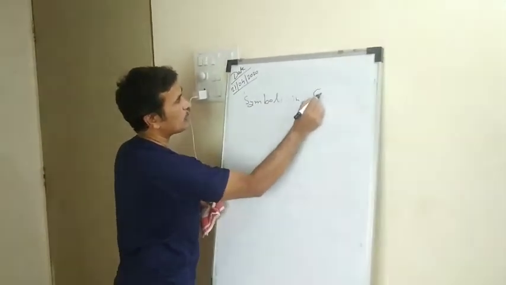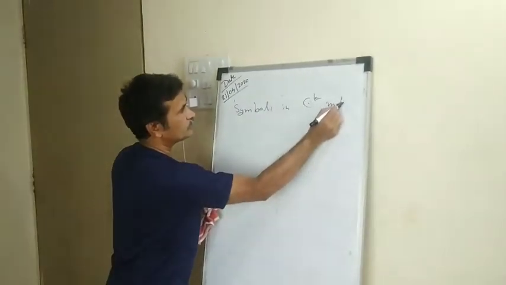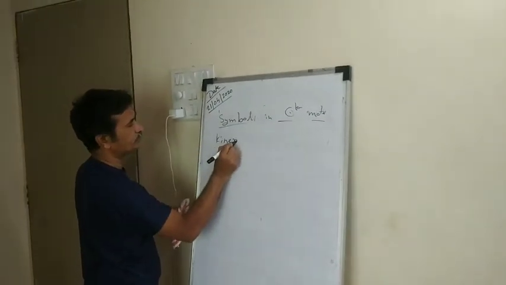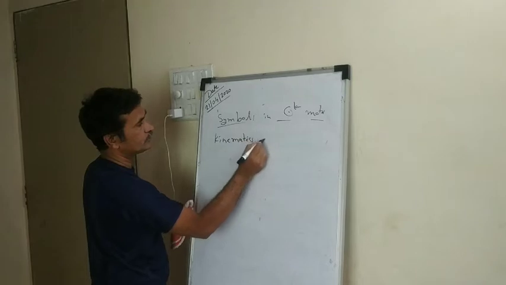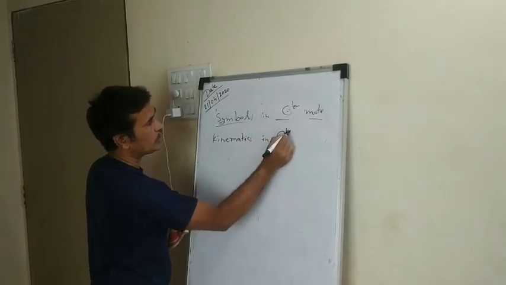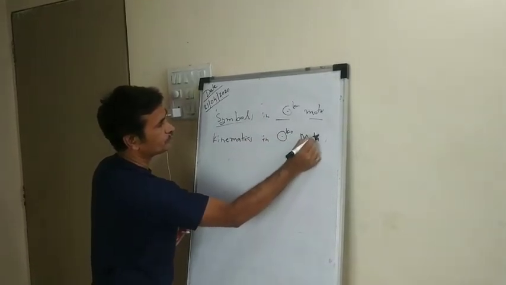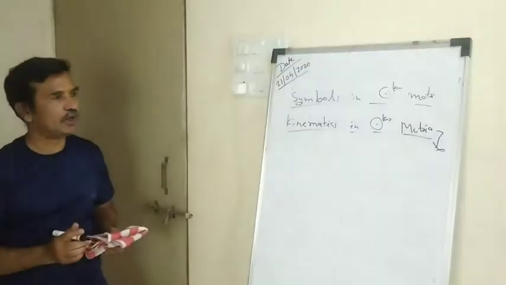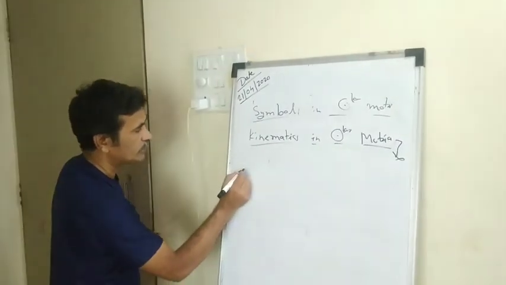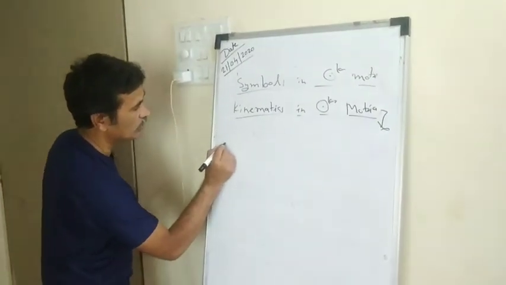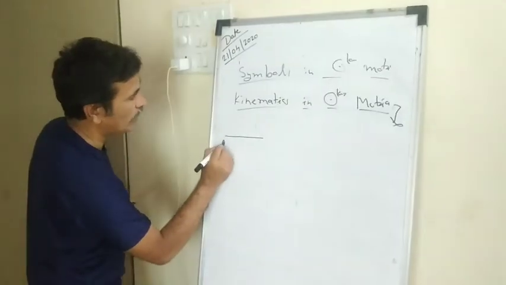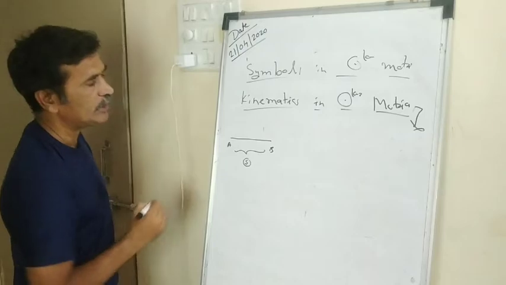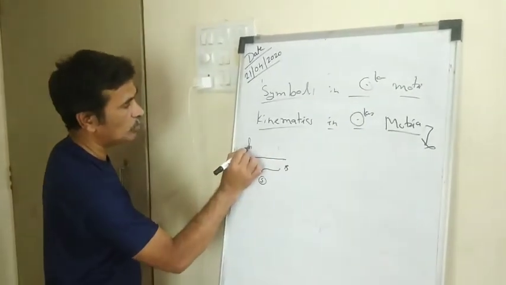Symbols in circular motion, or we can say kinematics in circular motion. In this kinematics, that means symbols of circular motion, we require displacement. In case of linear motion, when the body actually moves from point A to point B, then it is called displacement S in case of linear motion.